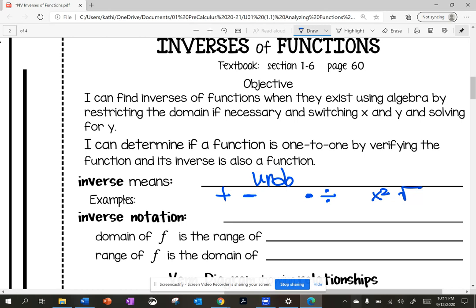So inverse notation in function notation is the name of the function, and it looks like it's raised to a -1 power, but it's not anything to do with power, and I say the word inverse. And by definition, the domain of the function f is the range of the inverse, and the range of the function is the domain of the inverse.